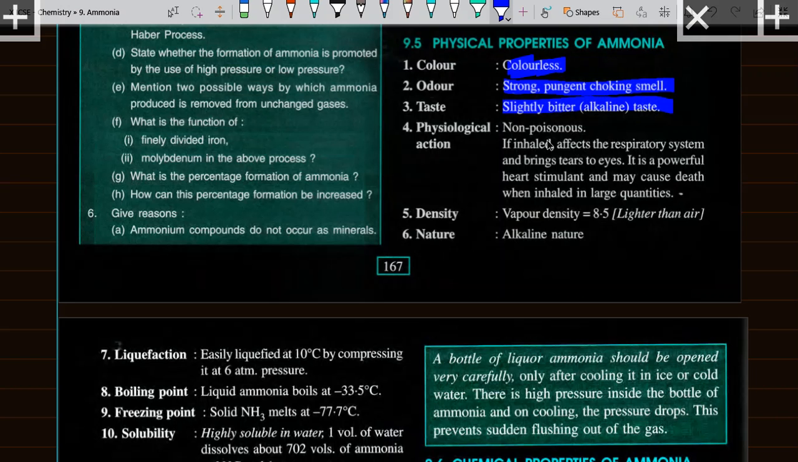Yes, slightly bitter. Yes. Now I get it. Okay. Physiological action. It is non-poisonous. आज तक कोई मरा नहीं है पब्लिक टॉयलेट में. Non-poison आपको इसीलिए तो है. If inhaled, affects the respiratory system and brings tears to the eyes.